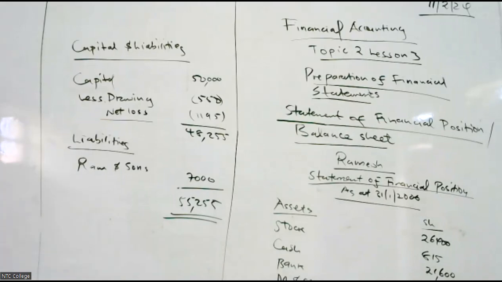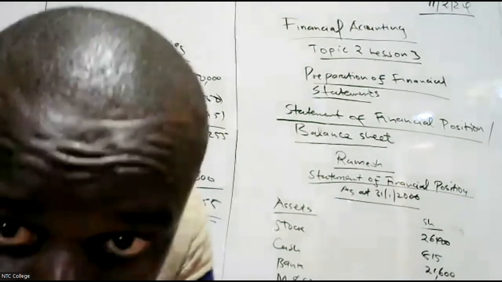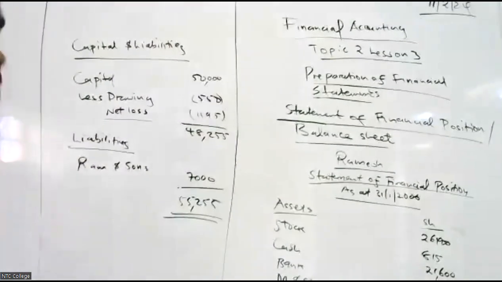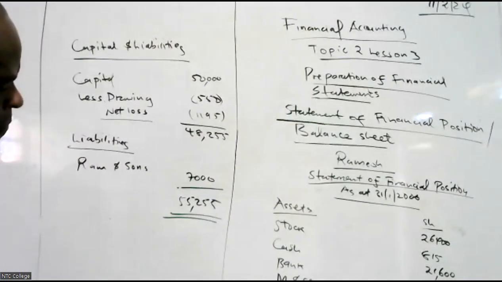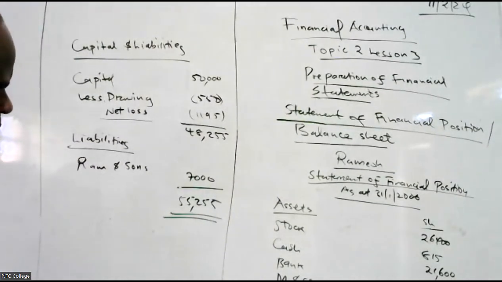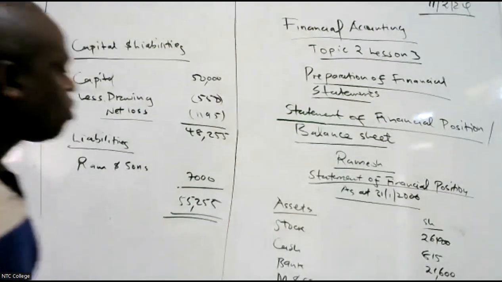Okay, I have a question on the arrangement of assets. Whereby we have stock, cash, and then bank, and then we go to debtors. Is it supposed to be from stock we go to debtors, and then cash, and then bank? Thank you for that question.